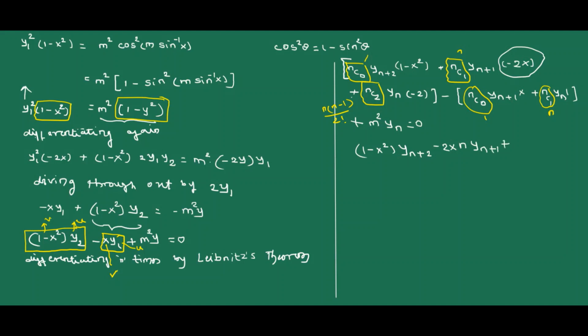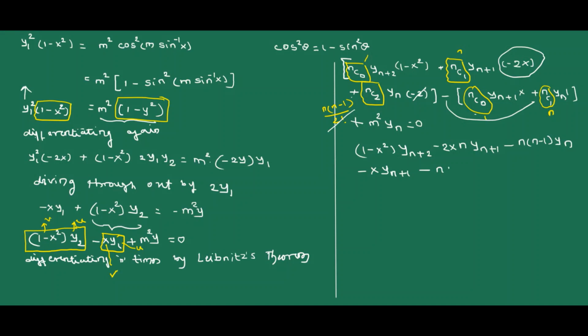Next, in the next term this 2 factorial and this 2 get cancelled. I will write nC2 value, that is n(n-1)/2 factorial, and the 2 gets cancelled. So we are left with -n(n-1) y_n only. And then here nC0 value is 1, multiplying with 1 into y_{n+1} into x is -x y_{n+1}. And then multiplying with this minus into this sign is minus.